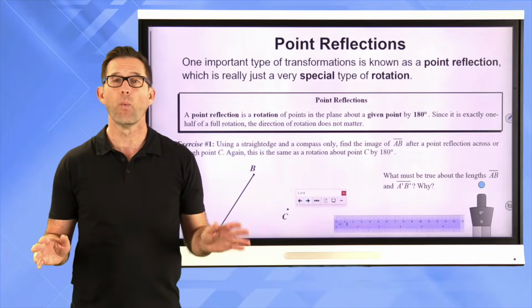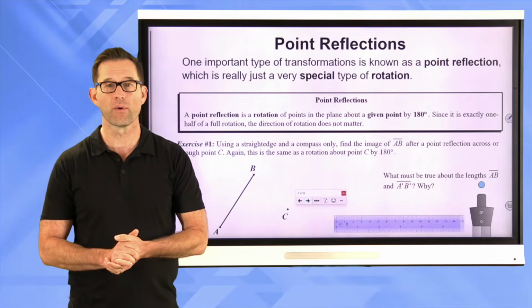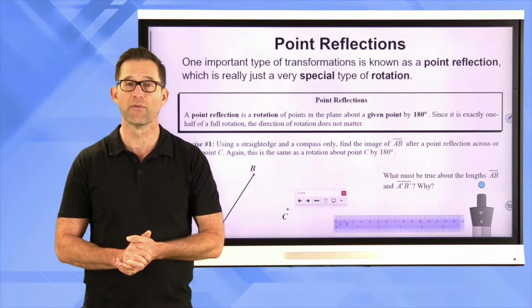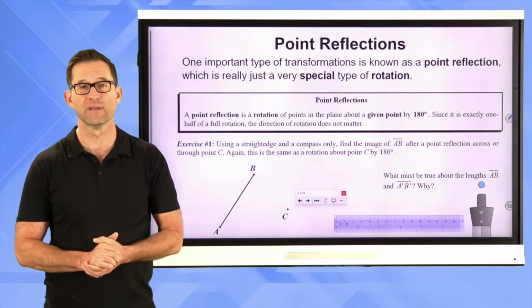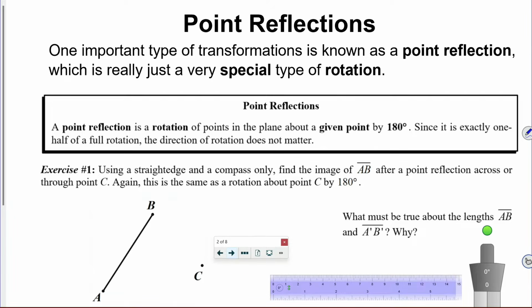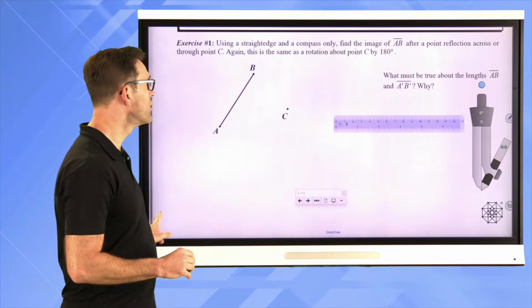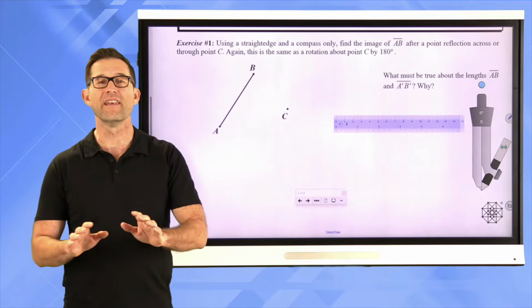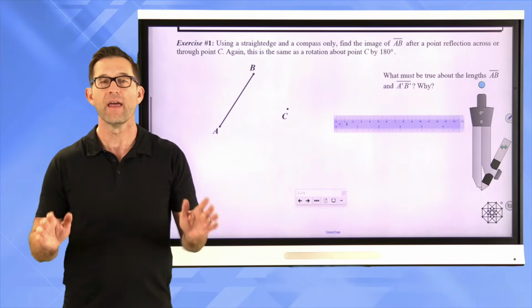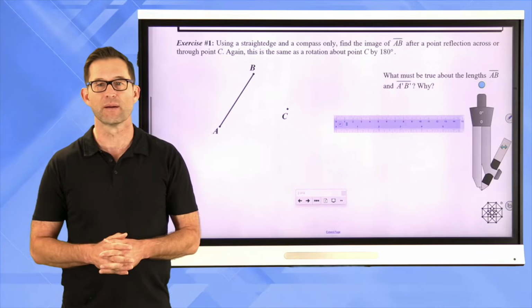Point reflections. One important type of transformation is known as a point reflection, which is just a very special type of rotation. So let's talk about what a point reflection is. A point reflection is a rotation of points in the plane about a given point by exactly 180 degrees. Since it is exactly 1/2 of a full rotation, the direction of the rotation does not matter. All right? So point reflections are 180 degree rotations. And those are almost the nicest rotations out there, all right? And we'll take a look at why that is in exercise number 1. Let's take a look.